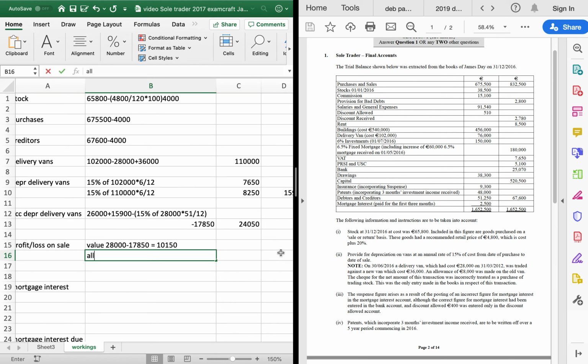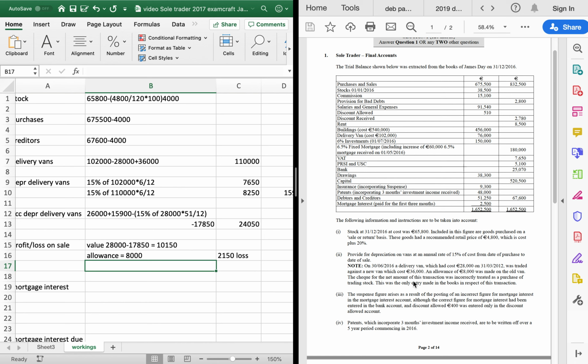And we compare that to the allowance that we received, or the cash or whatever would be received. So in this case, it's an allowance of 8,000. So that's a trade-in allowance. So we were given 8,000 for the van. The van's value was 10,150. That means we made a loss. We compared the two of them. We only got 8,000 for something worth 10,150. So that's a loss of 2,150. Okay.